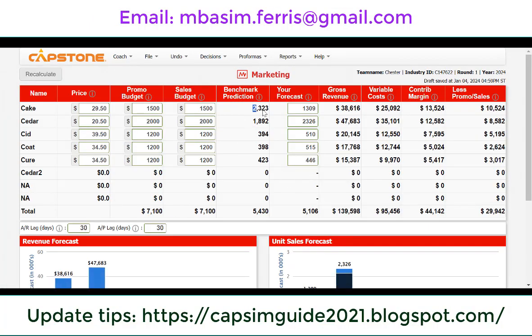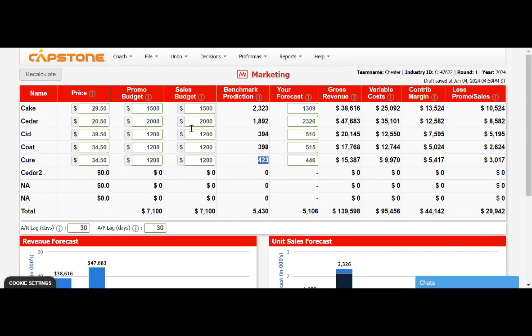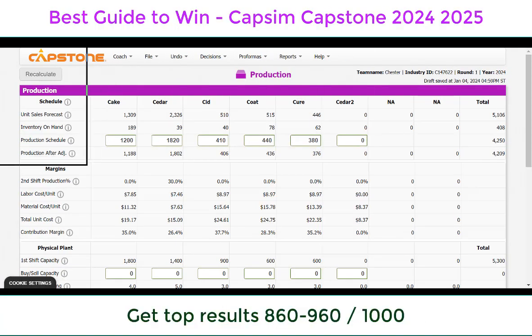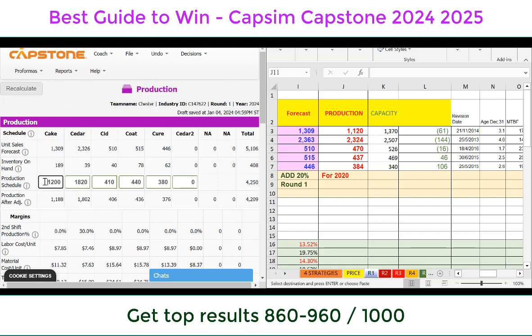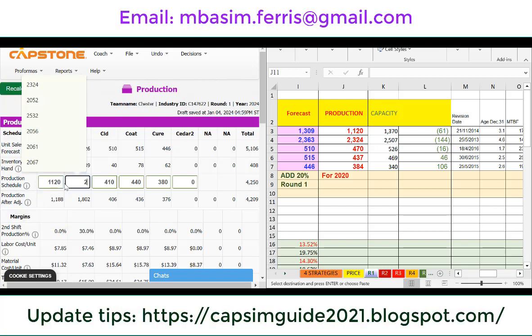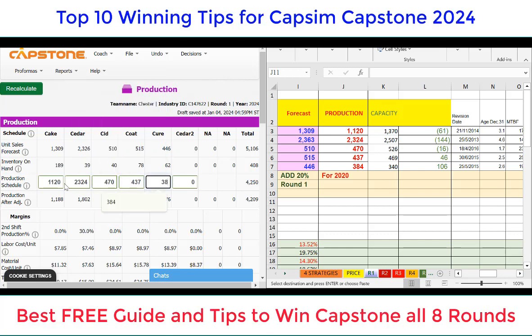Do not use this number. Use that for reference only. And you can increase this to 35 days to get customers, 35 days to delay the payment, and then you can sell better. And now for the production, it is quite simple. We use the sales forecast and deduct inventory. We get the production schedule. So we input the production schedule for 70, 437 and 384.